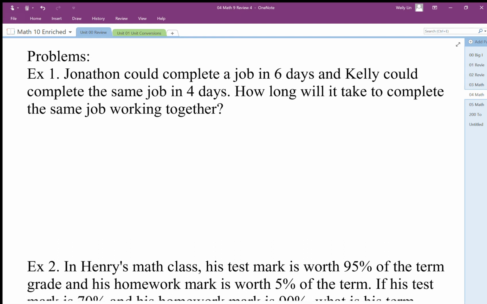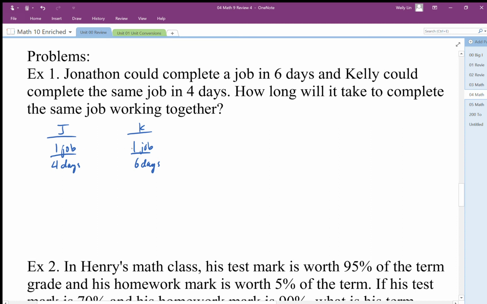We need to actually look at this as the rate. So I'm going to write Jonathan here. Jonathan can do one job in 4 days. And Kelly can complete the same one job in 6 days. To be able to combine these, in essence, we're going to add up the speed at which they work. And their speed together will get the job done faster.